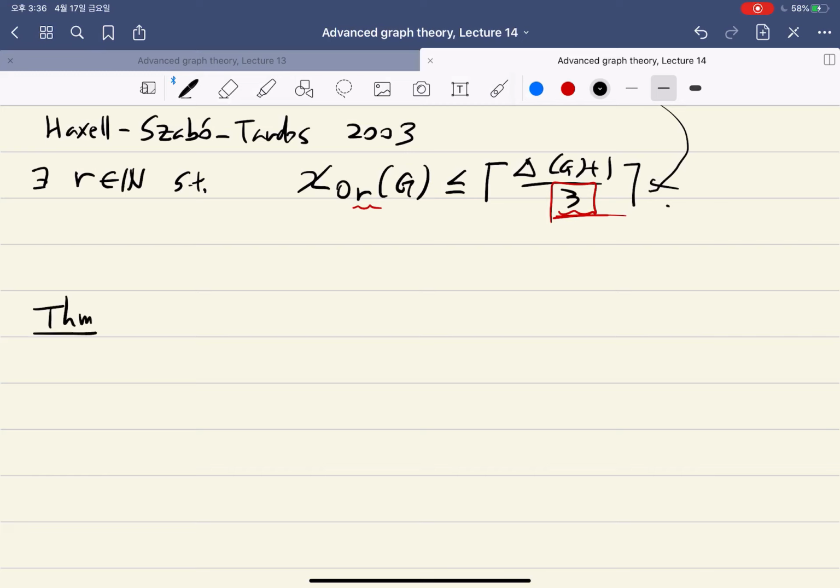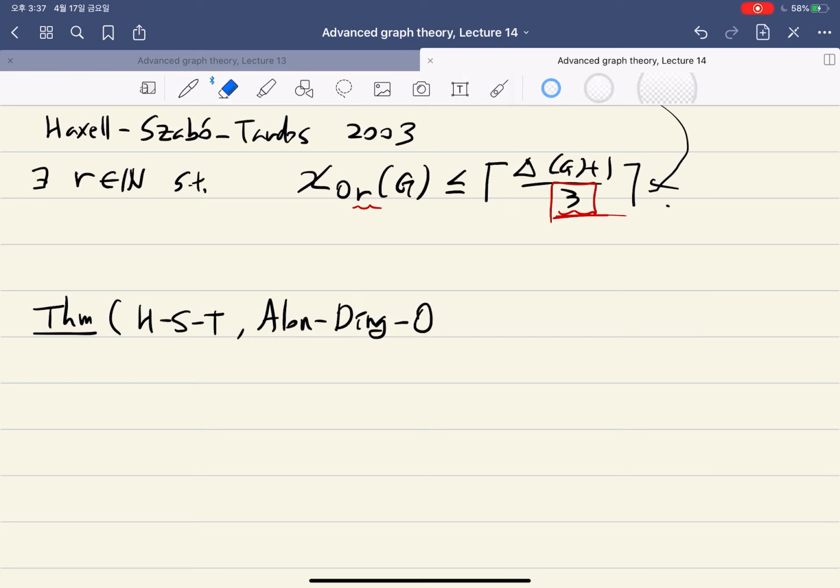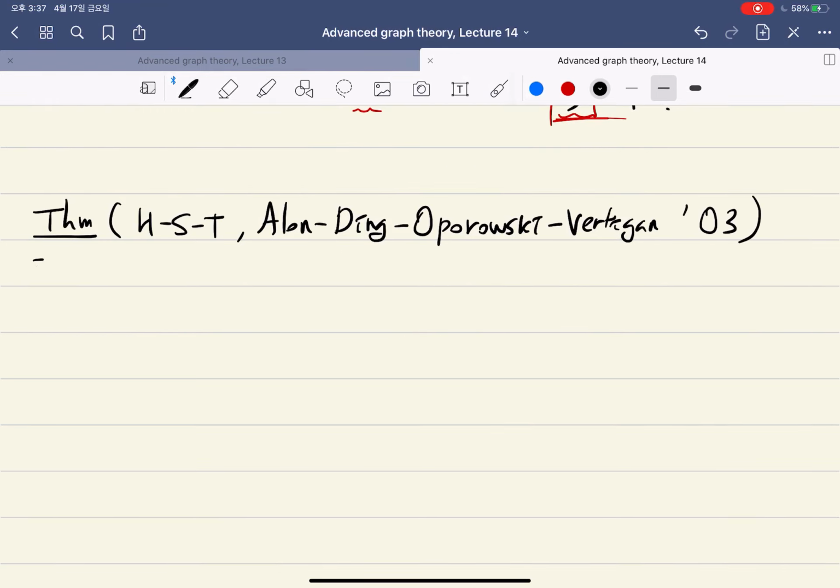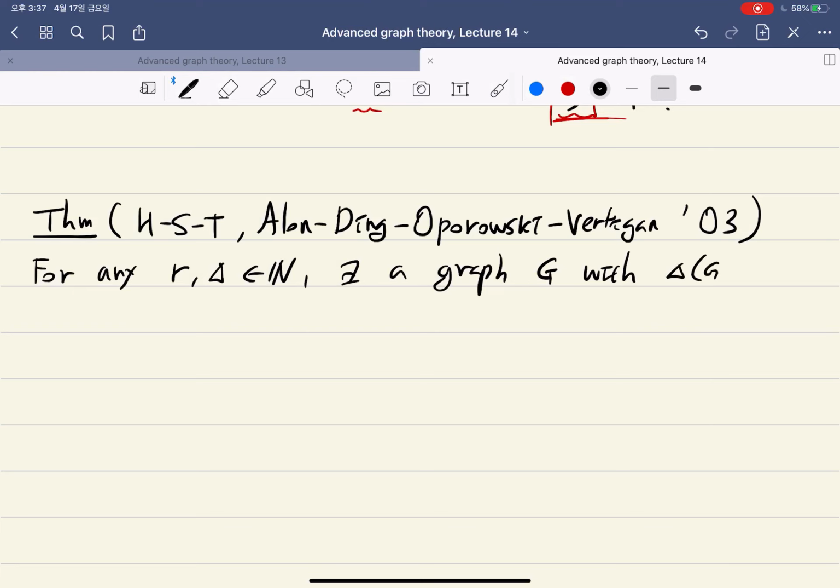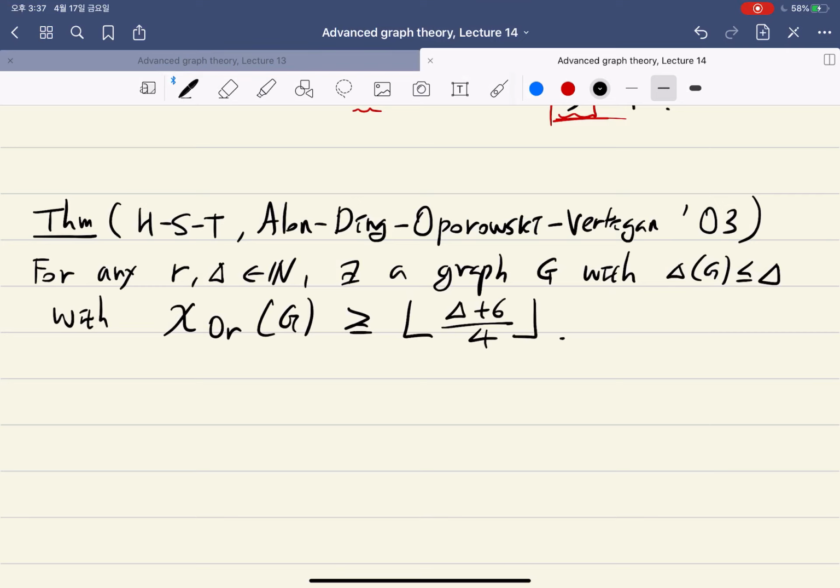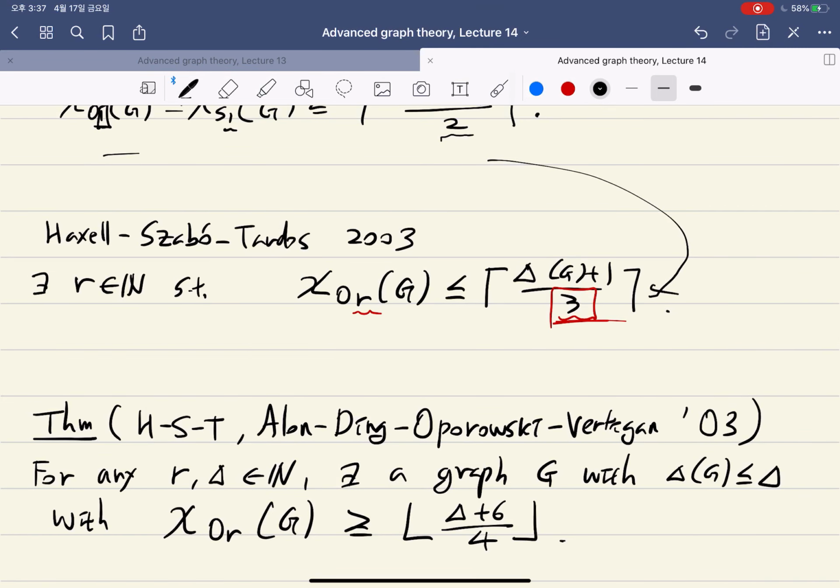Because these people, Haxel, Szabo, Tardos, and also another group of people, Alon, Ding, Oporowski, Vertigan, all in 2003, proved the following. For any natural numbers R and delta, there exists a graph G with its maximum degree at most delta, with its O sub R chromatic number of G at least (delta plus 6) over 4. So, however large an R you take, you cannot really improve this 3 to 4. That's not possible.